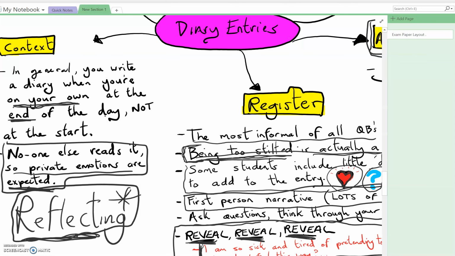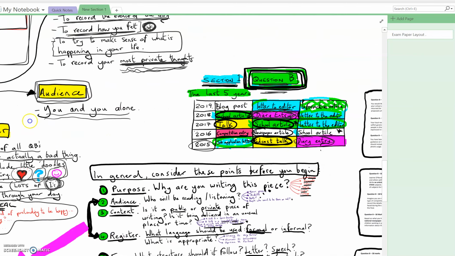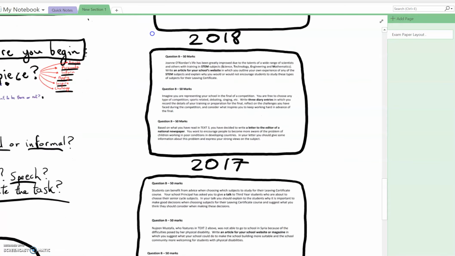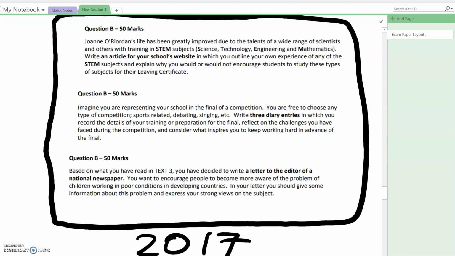Now, having read this, let's just take a look at that question again. Those questions that we looked at a moment ago from 2018. At first glance, they seemed like very boring questions. But let's see if we can tease it out and see how we could make it private, personal, emotional, revealing. So this question: imagine you are representing your school in the final of a competition. Okay, final. There's going to be stress, isn't there? It's a final. You're representing your school. So there's going to be stress. There's going to be doubts. There's going to be worries. There's going to be fears.